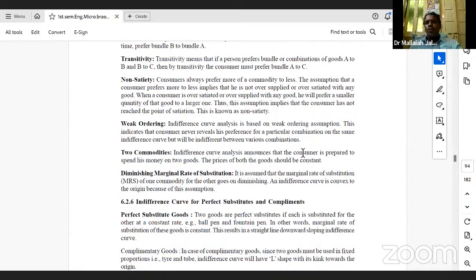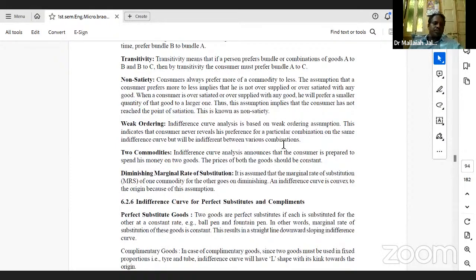These are the conditions, the assumptions we are telling. Okay, we are assuming that based on these assumptions, these indifference curves work. We are assuming there are two commodities, X and Y, and the consumer has to consume both of these commodities. The prices of these two commodities are constant, and the income of the consumer is also constant. Okay, that is the condition.